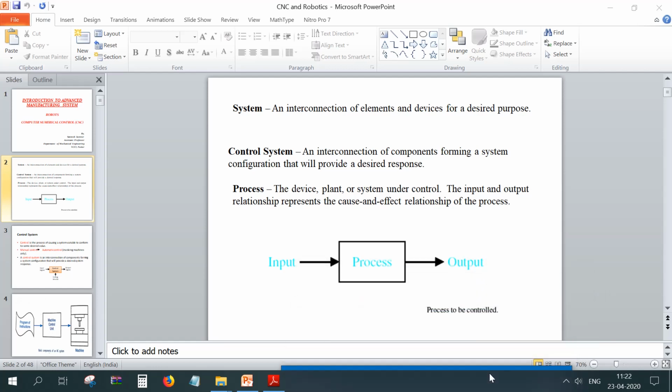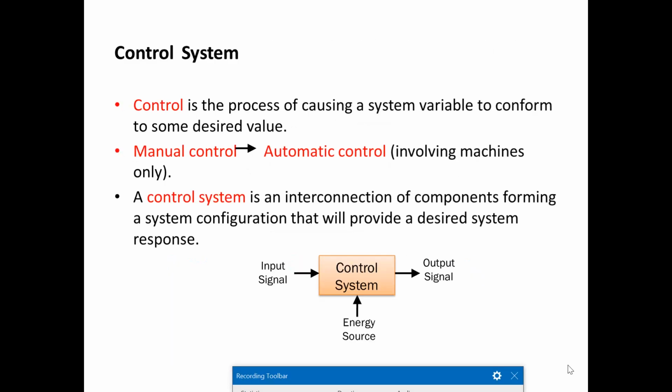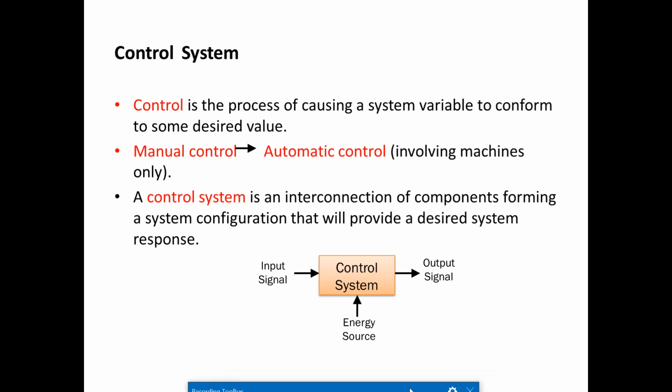Okay, we will move on to the next slide, that is the control system. What is exactly the control system? Control is a process of causing the system variable to conform to some desired value. The control system will have control over the different components. So control is a process of causing a system variable to conform to some desired value.